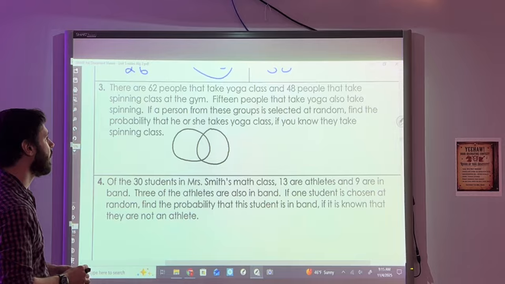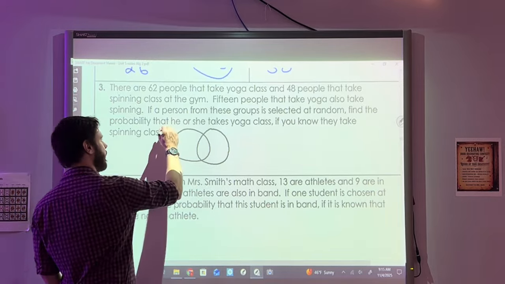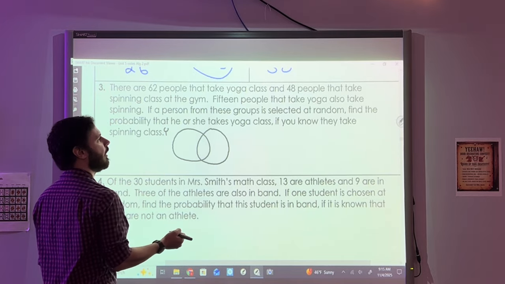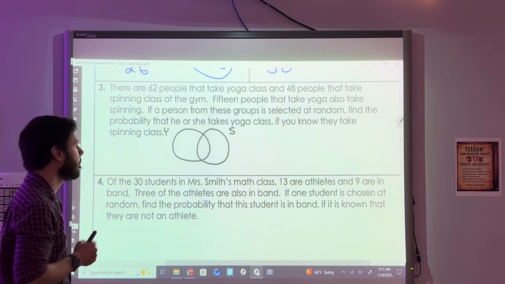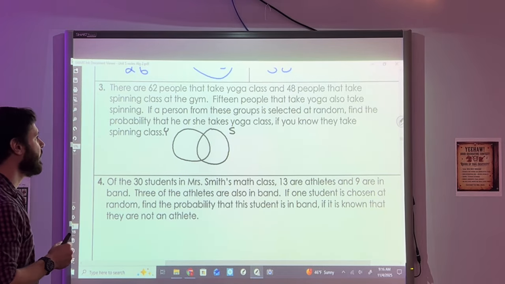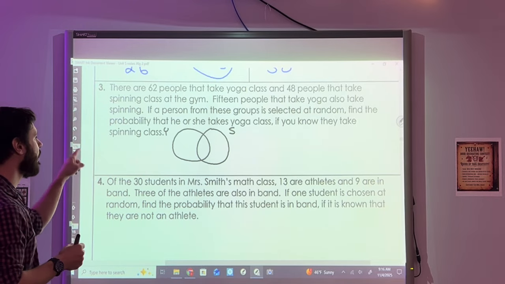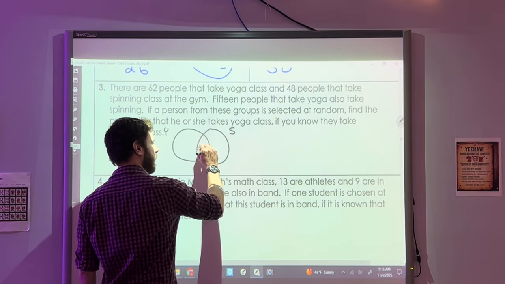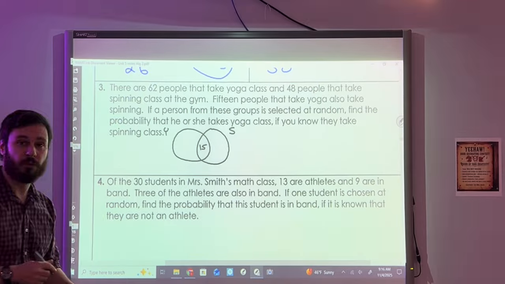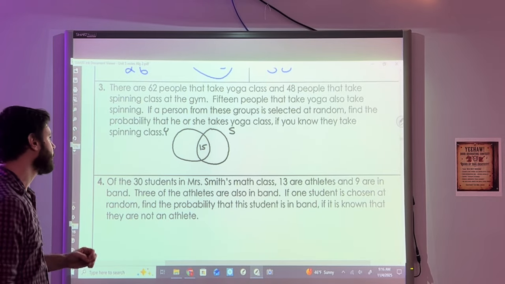62 people take yoga, so I'm going to call this yoga people. And 48 people spin. 15 people that take yoga also spin. So I have 15 people inside this overlap. They do both. 15 people do both.